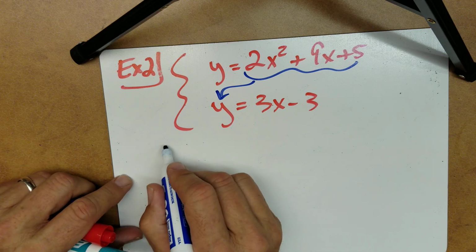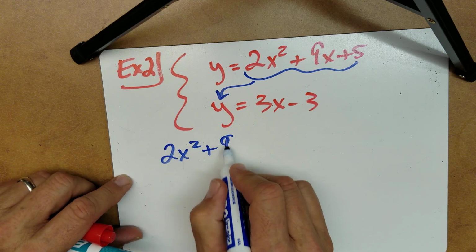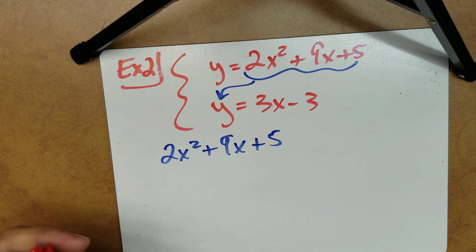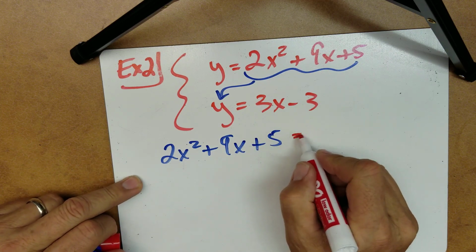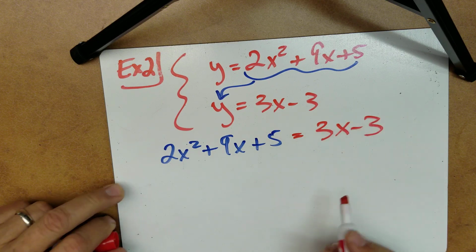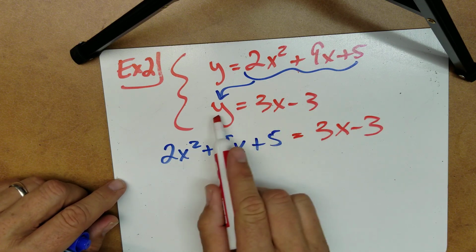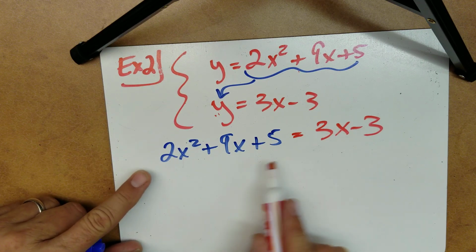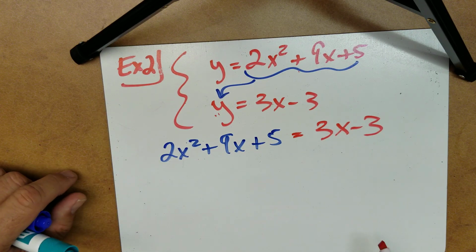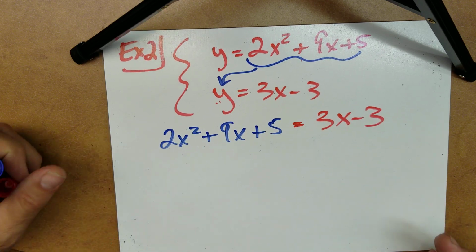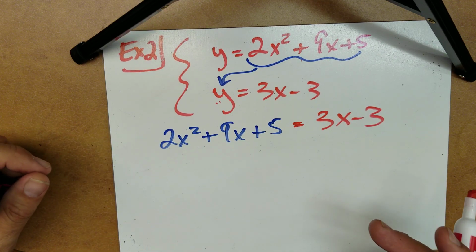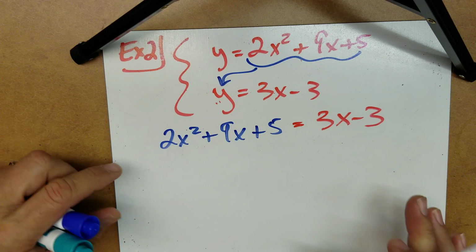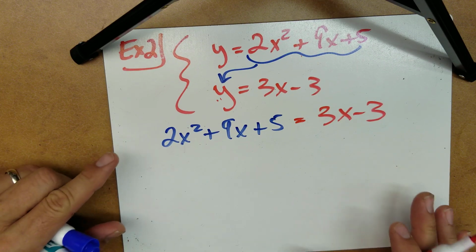And that would look like this: 2x squared plus 9x plus 5. The equal sign is still there. I just put that there. So this is now equal to 3x minus 3. So you can see I substituted that for y since they both equal y. And now I have this long equation that only has x values. Now, I need to remind you that sometimes with these you have 2 solutions, sometimes you have 1 solution, sometimes you have no solutions at all. This is an example of when you get no solutions.